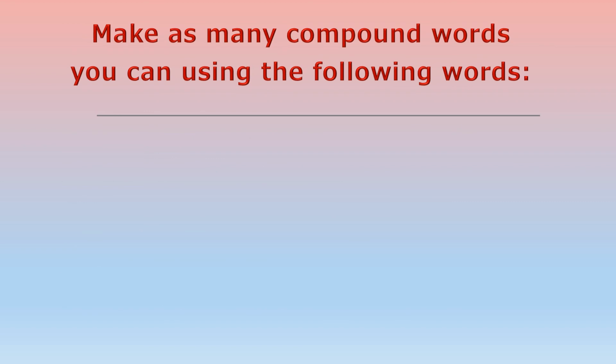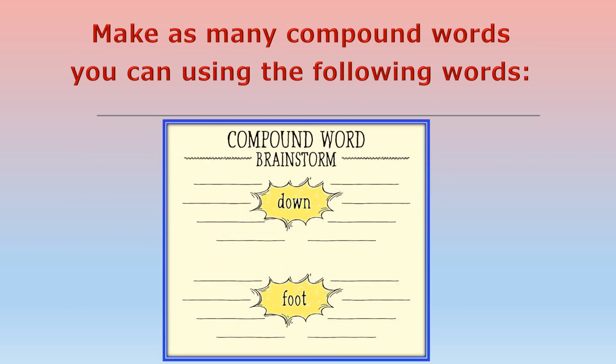Make as many compound words as you can using the following words. The words are down and foot. So you can use the word downfall, okay, and football, barefoot. So the word which is given here can come at the beginning of the word or at the end of the word. Okay. So make at least 5 compound words using down and foot.